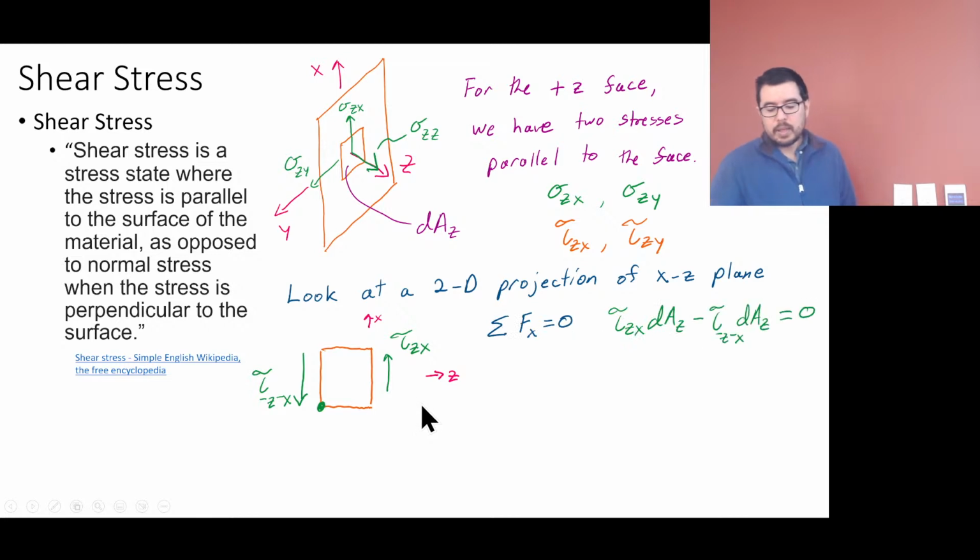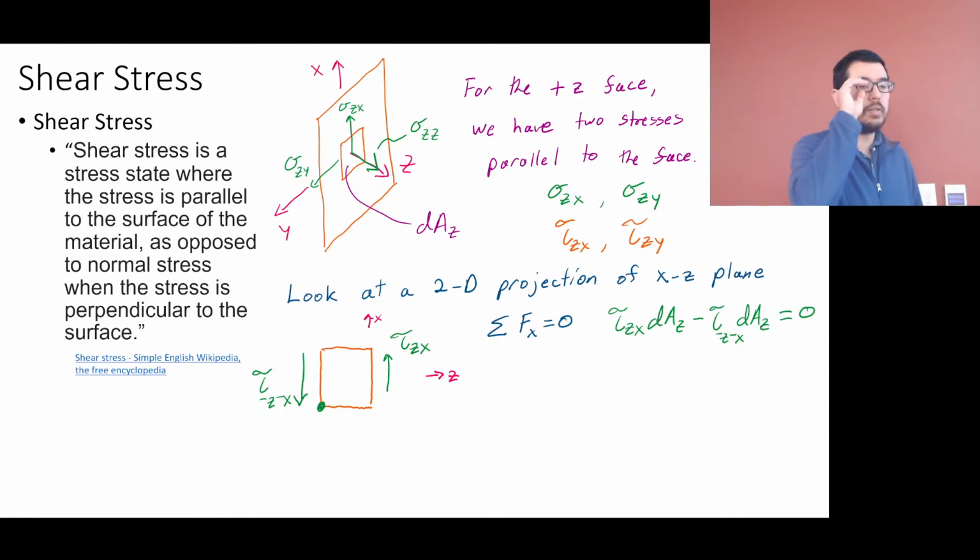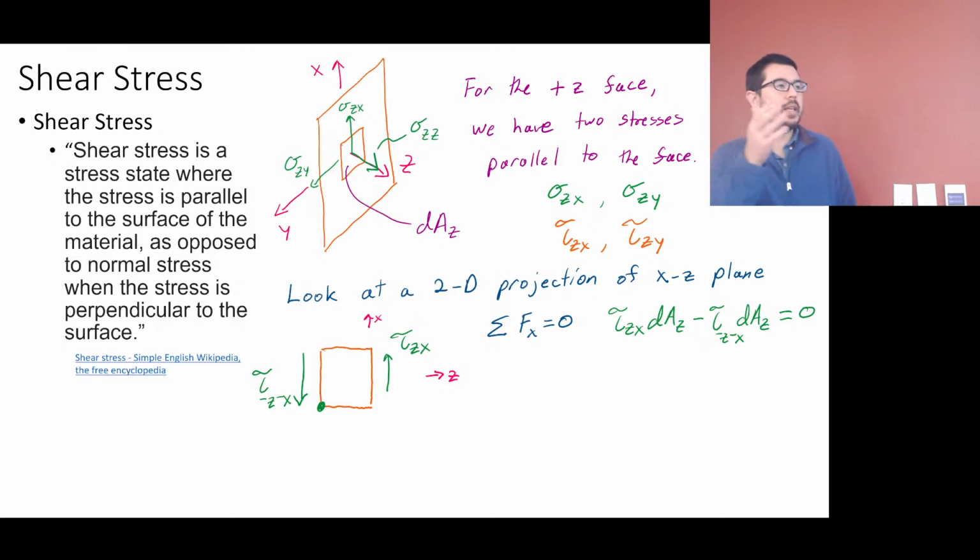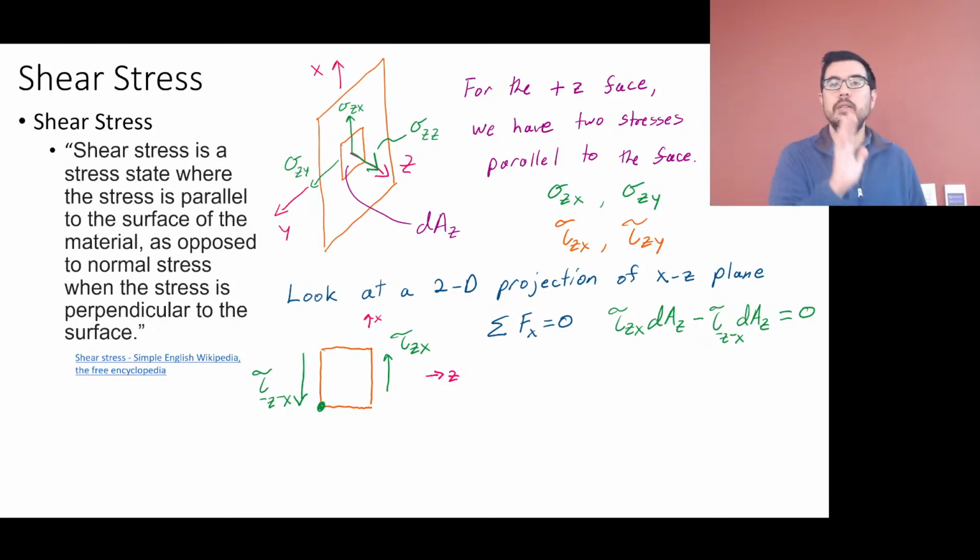Now, let's think about equilibrium in the x direction. X is up in this case. So what do I need to do? I need to think about this tau zx acting on my dAz, this area here, to give me a force. So the vertical force, the force in the positive direction for tau zx, is going to be tau zx times that dAz.